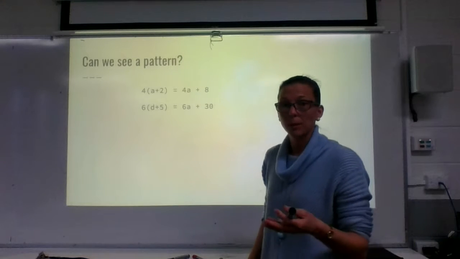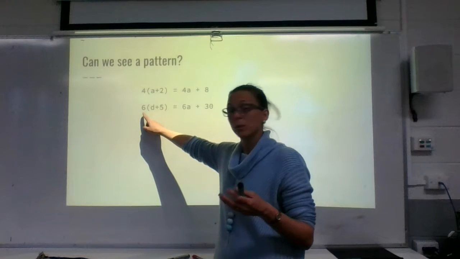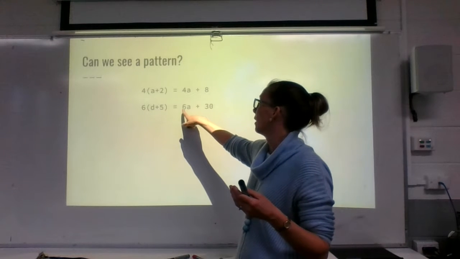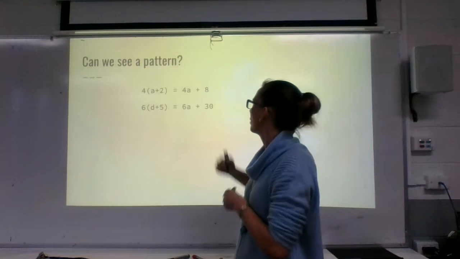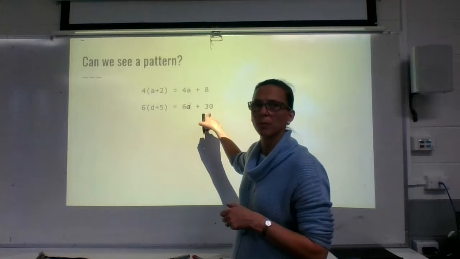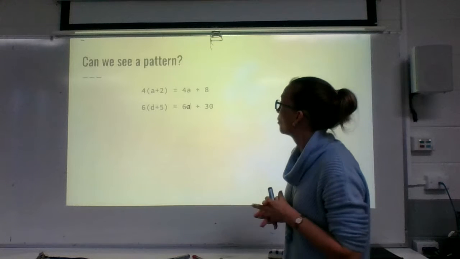With the hexagon example, some people said there were 6 lots of D plus 5, and other people said they added up all the D's. Oh, sorry, that should be a D. 6 lots of D's plus 30. So I want you to have a look at those numbers for a moment.